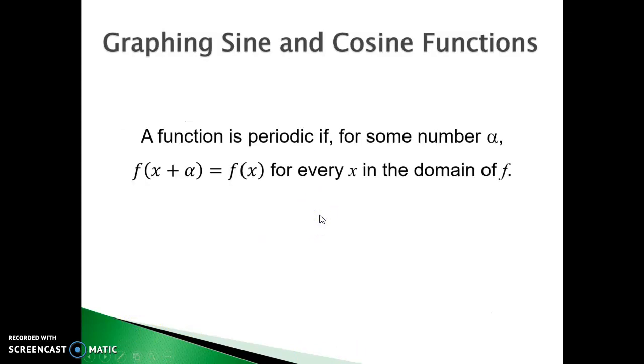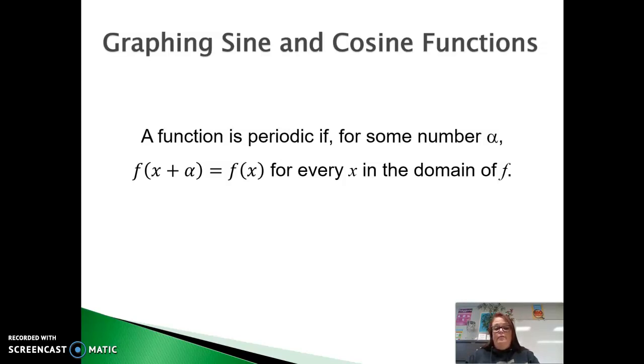And so a function is periodic if for some number alpha, f of x plus alpha is the same as f of x for every x in the domain of the function. So for example, if we're working in degrees, that alpha value would be 360 degrees, because I can take 360 and add it to any measure, and I get the same value as that original measure.